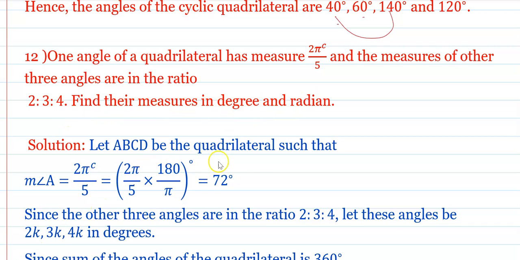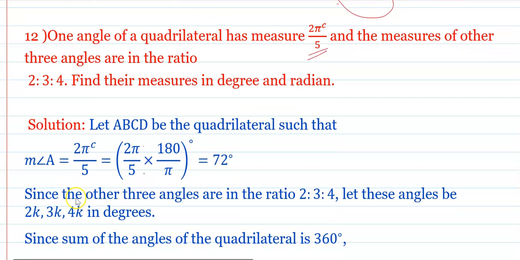Let ABCD be the quadrilateral such that first we will find out the measure of this angle, which is A. Let us treat the first angle as A. Measure of angle A is equal to 2 pi by 5 radian. We will convert this into degree: 2 pi by 5 into 180 upon pi. Here the pi will get cancelled. You will get 360 upon 5. Then if you divide by 5, you will get 72 degree. And hence the measure of angle A is 72 degree.